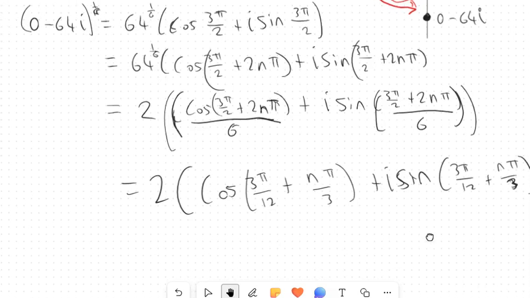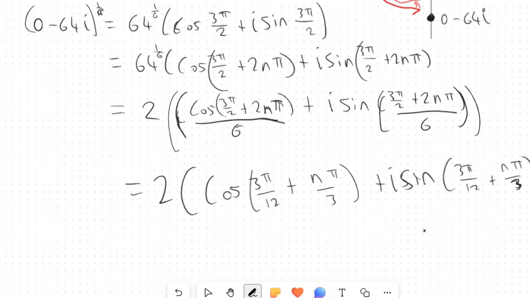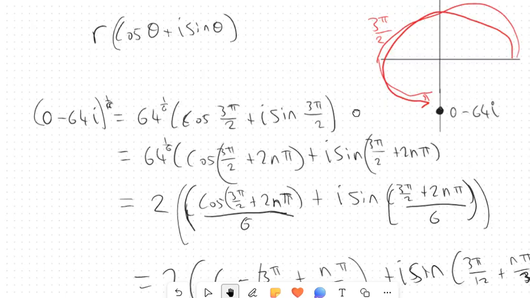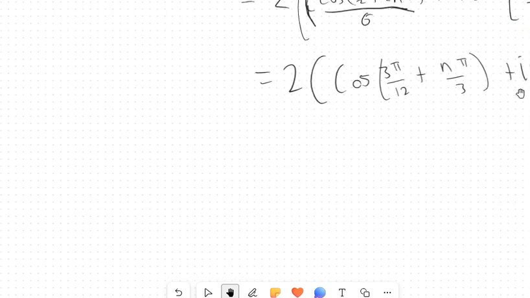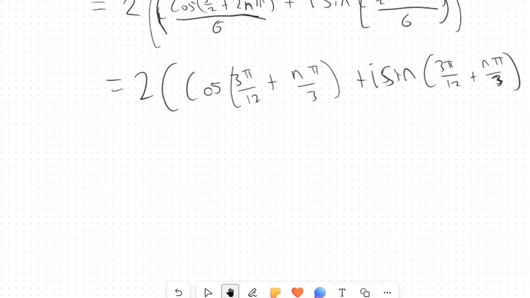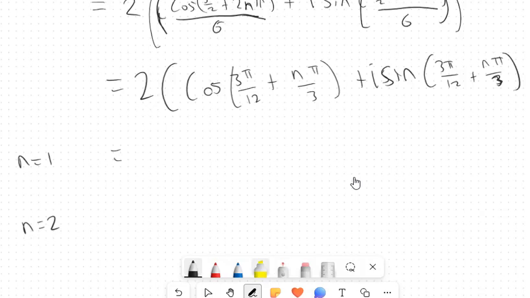And really, because the whole question started off with z to the 6, there's 6 roots that we could get here if we wanted, but they only want us to get 2. Therefore all we have to do is just sub in n equals 0, and then just sub in n equals 1.